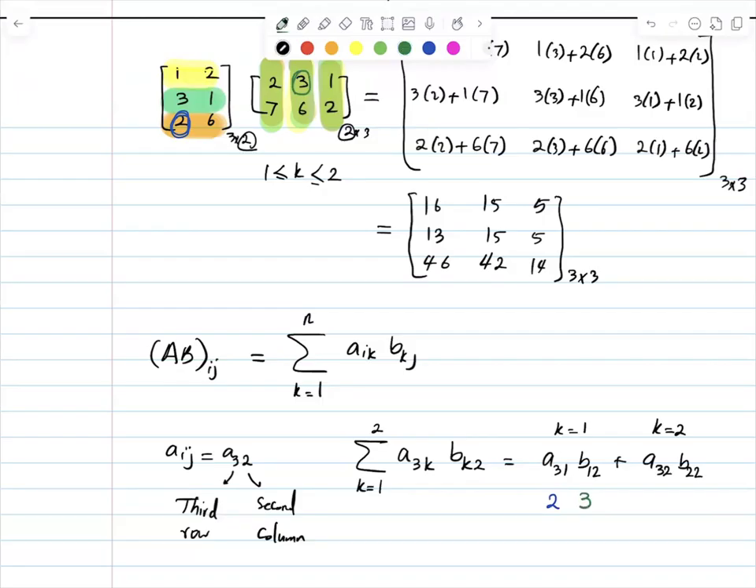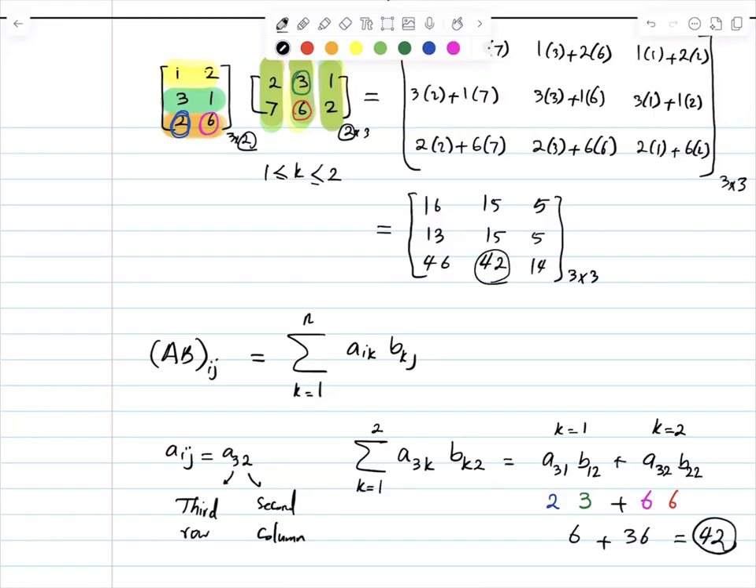Plus A_32. Okay, let me use a different color for you. A_32 is on the third row and the second column, 6, multiplied by B_22. B_22 is on the second row and second column, which is 6. So what do you have? You have 6 plus 36, which is 42. We have the exact same entry here.